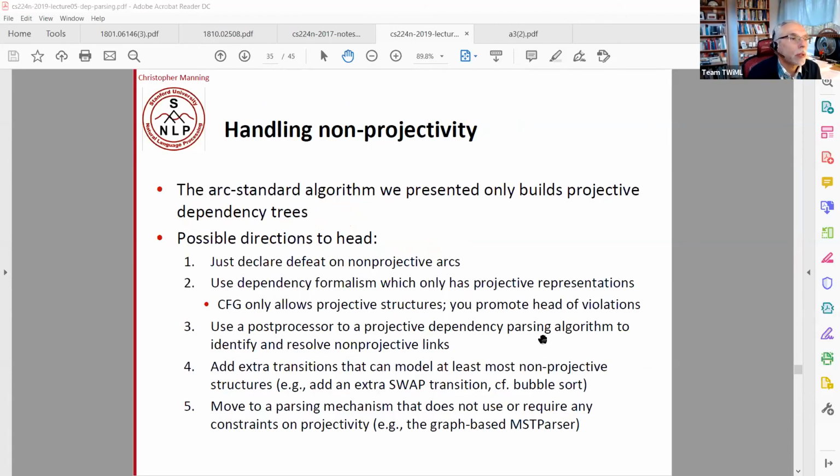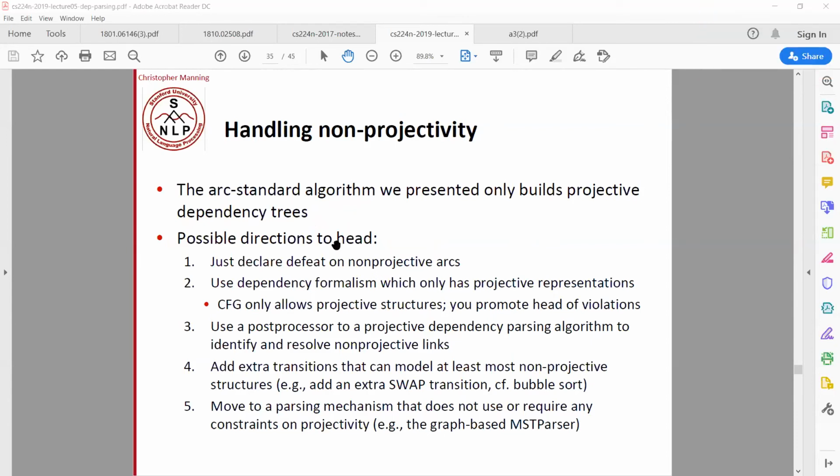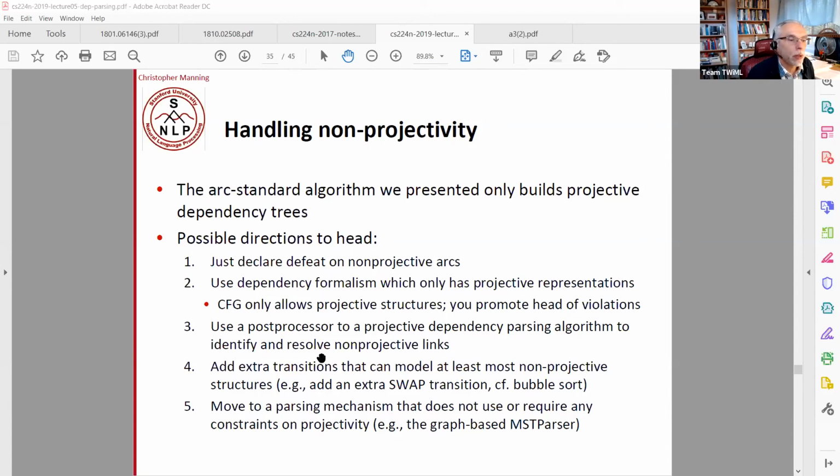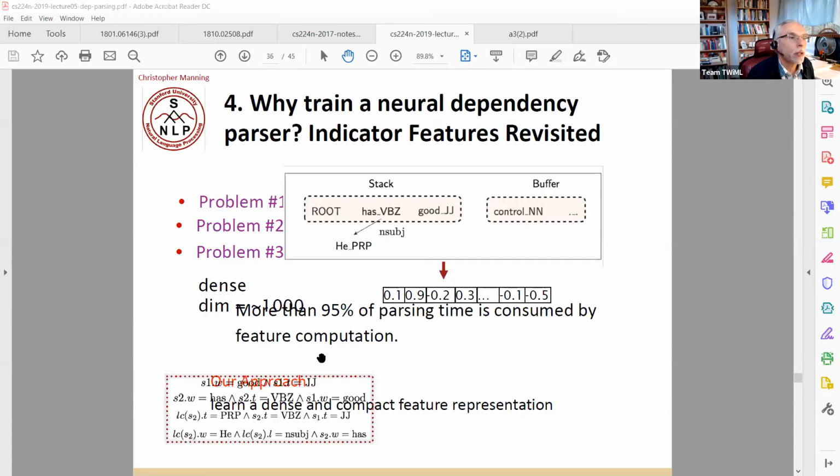So where are we? Handling non-projectivity. Non-projectivity is when you have arcs that cross each other, remember? Again, this is going to be more relevant when we do the homework, so I'm not going to go over it too much here. Why train a dependency parser? Not sure what this is referring to. Is this referring to the homework? I'm not sure what problem number 1, 2, 3 are referred to.